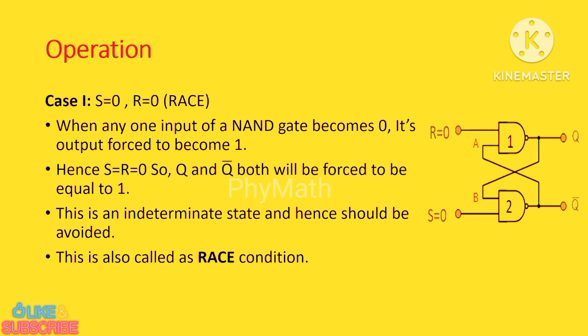Now when S equals 0 and R equals 0, both Q as well as Q bar are forced to be equal to 1. Because as per the truth table of your NAND gate, if any one input is low, then the output is compulsorily high, that is 1.